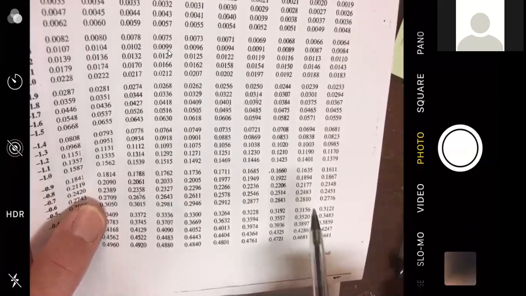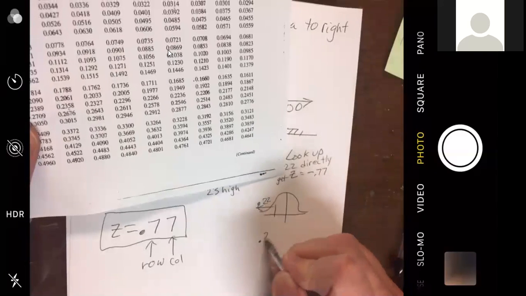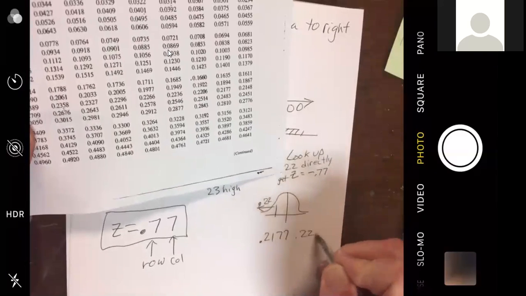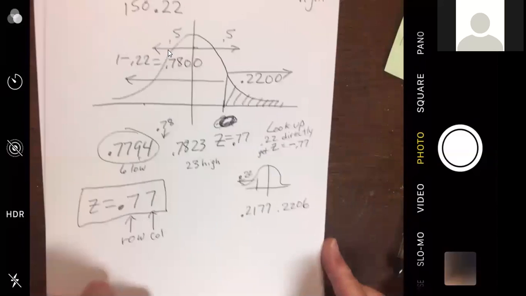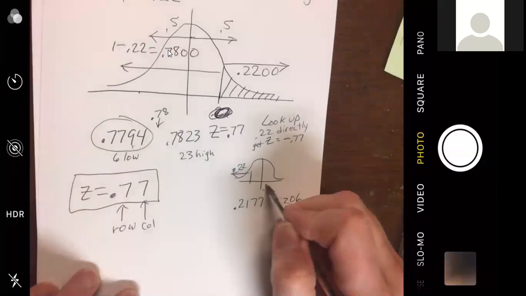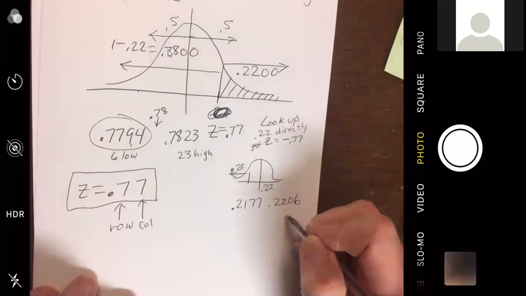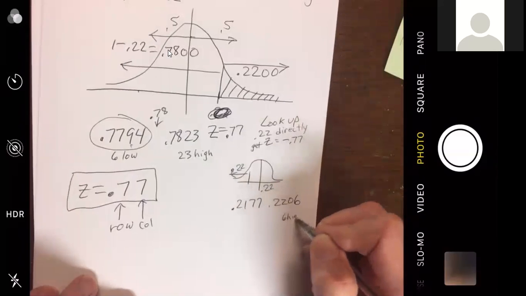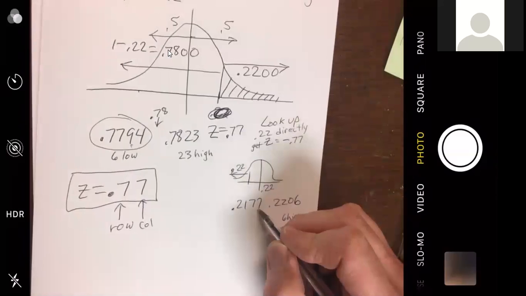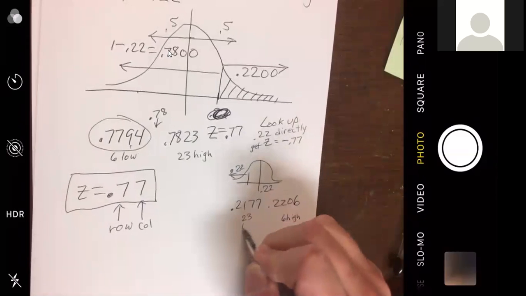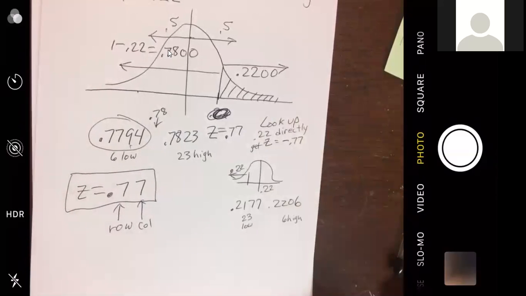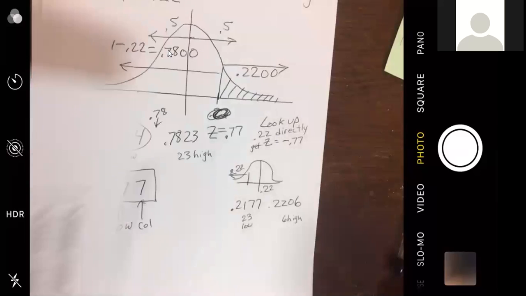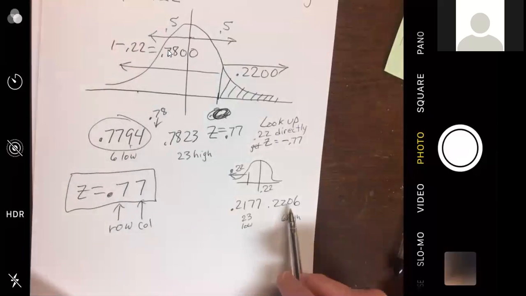Okay. Now I'm going to write them down least to greatest. So I got a 0.2177 and a 0.2206. Can you see 0.22 is directly in the middle of there, right? It looks 0.77 high, but 0.23 low. So we'll pick this one.